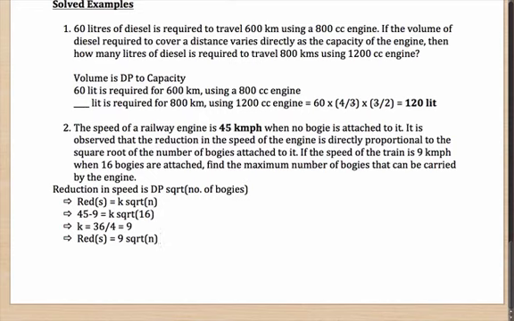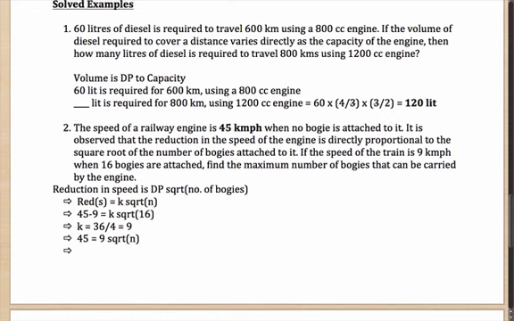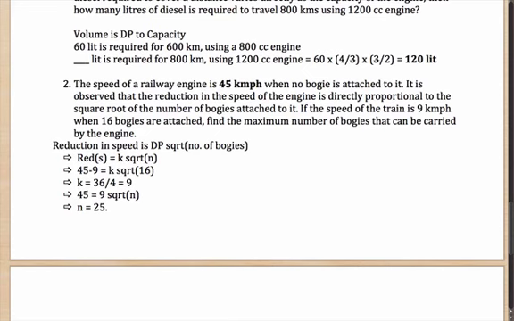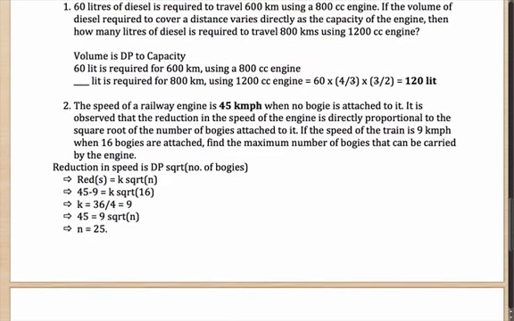Now, what is the maximum reduction that I can do? Well, the maximum possible reduction that I can do is 45 and then it will not move. And when do I get that 45? I get that 45 when square root of n will become 5 or n is equal to 25. What does that mean? That means that if there are 25 bogies attached, the train will come to a complete halt, or the railway engine will come to a complete halt.